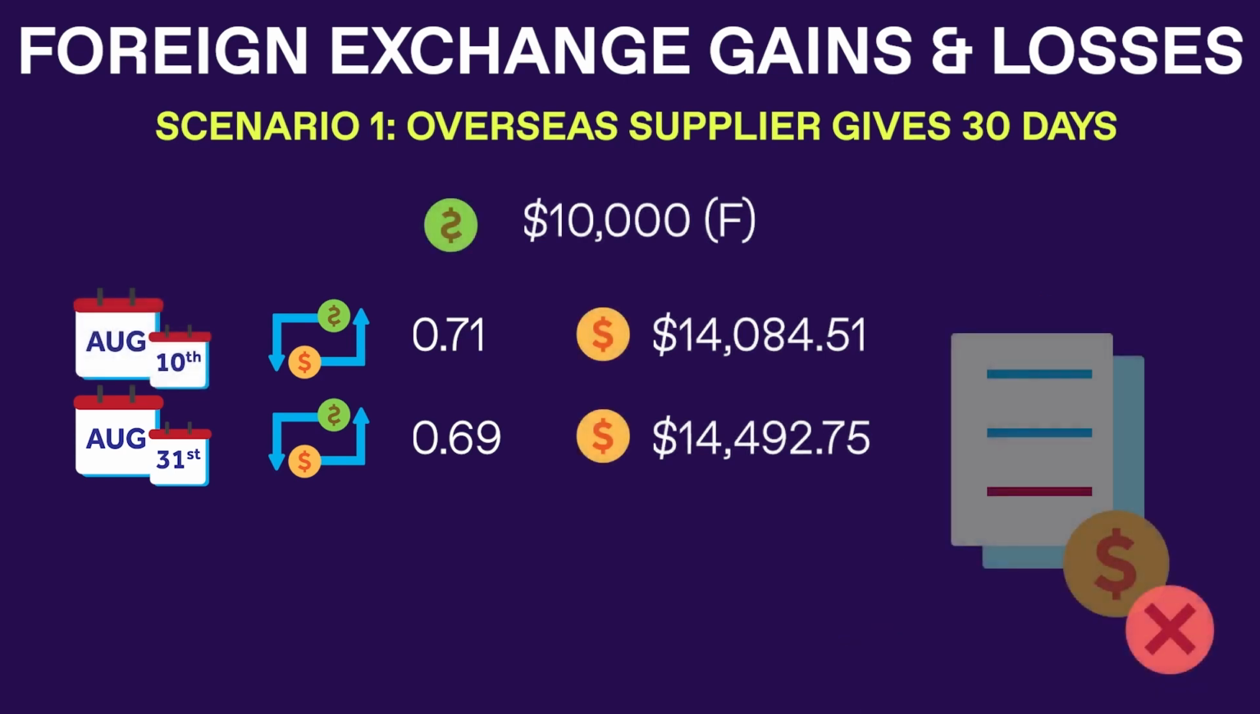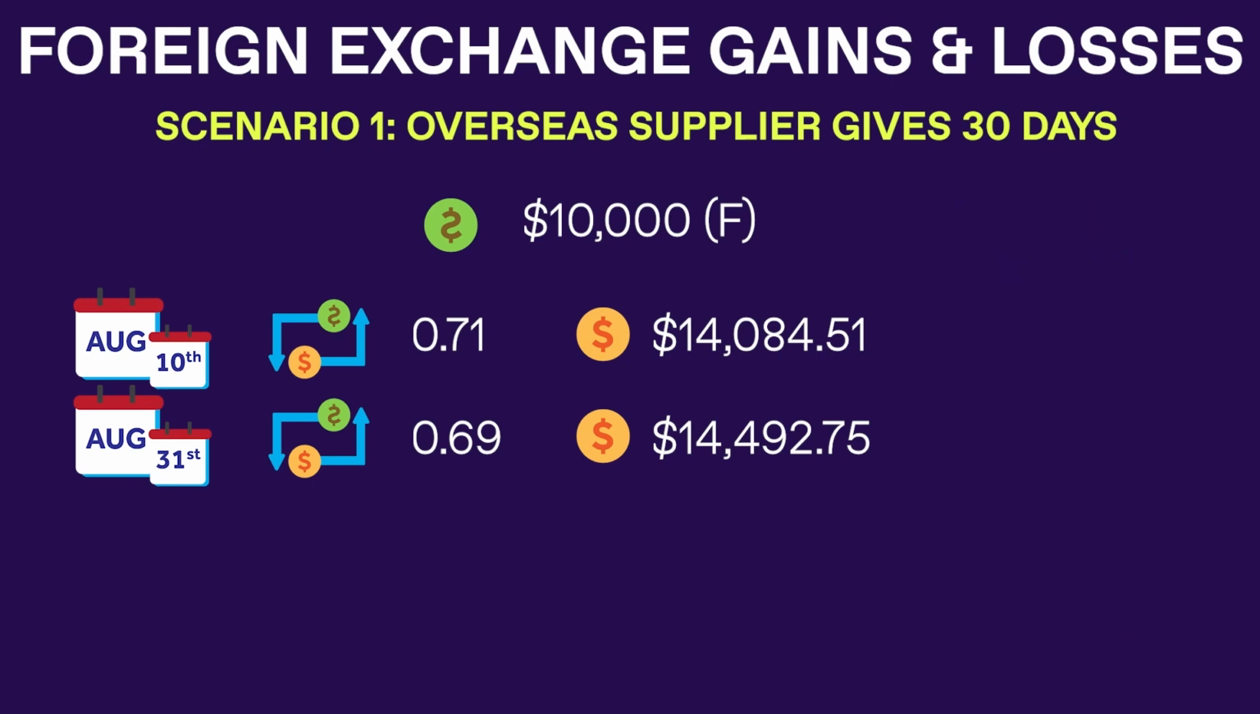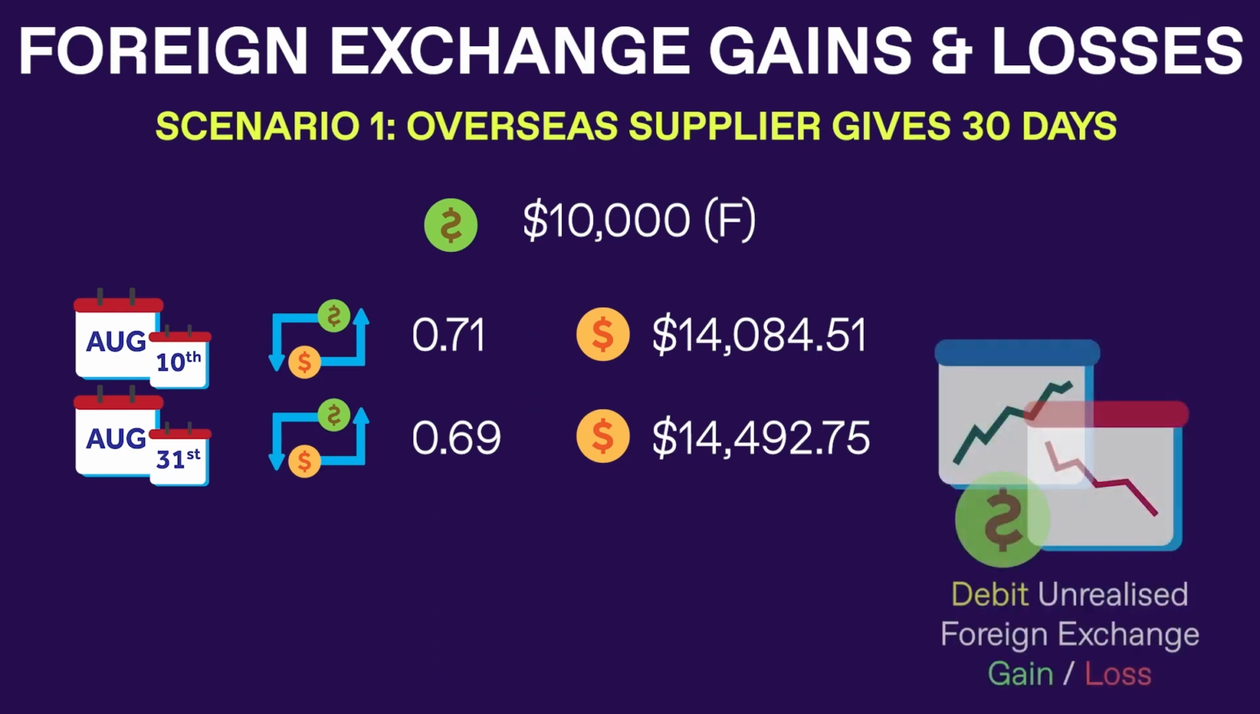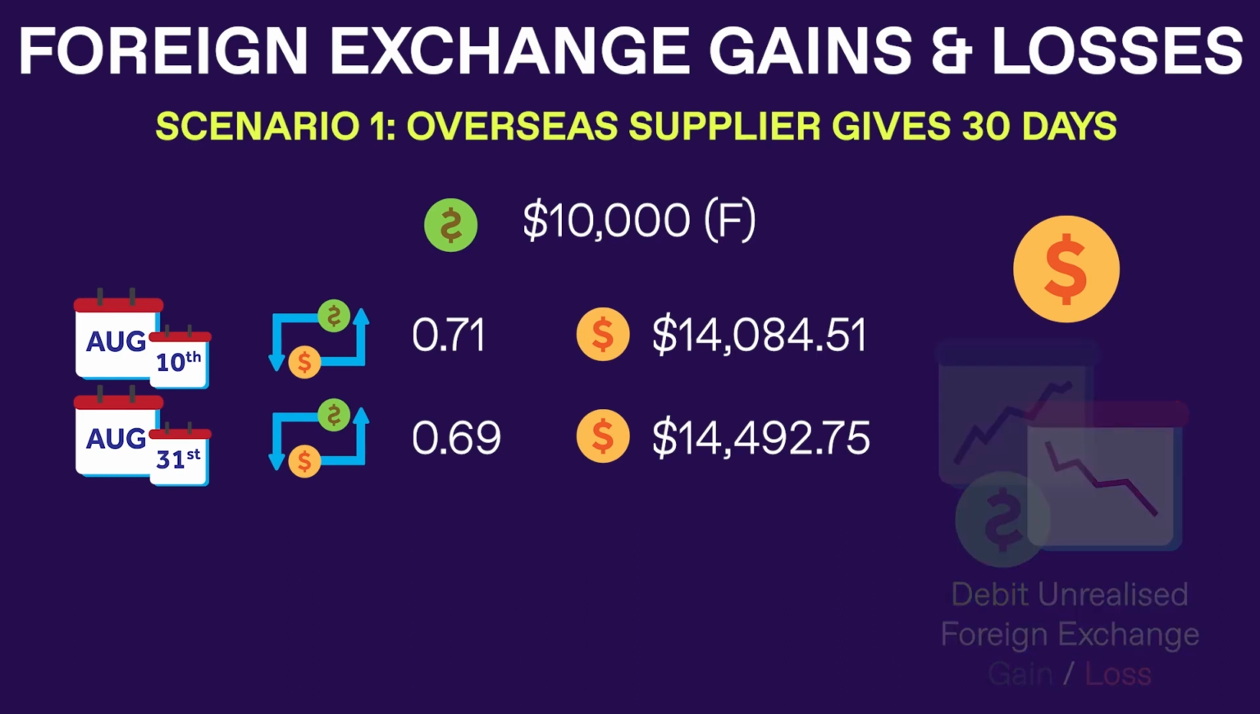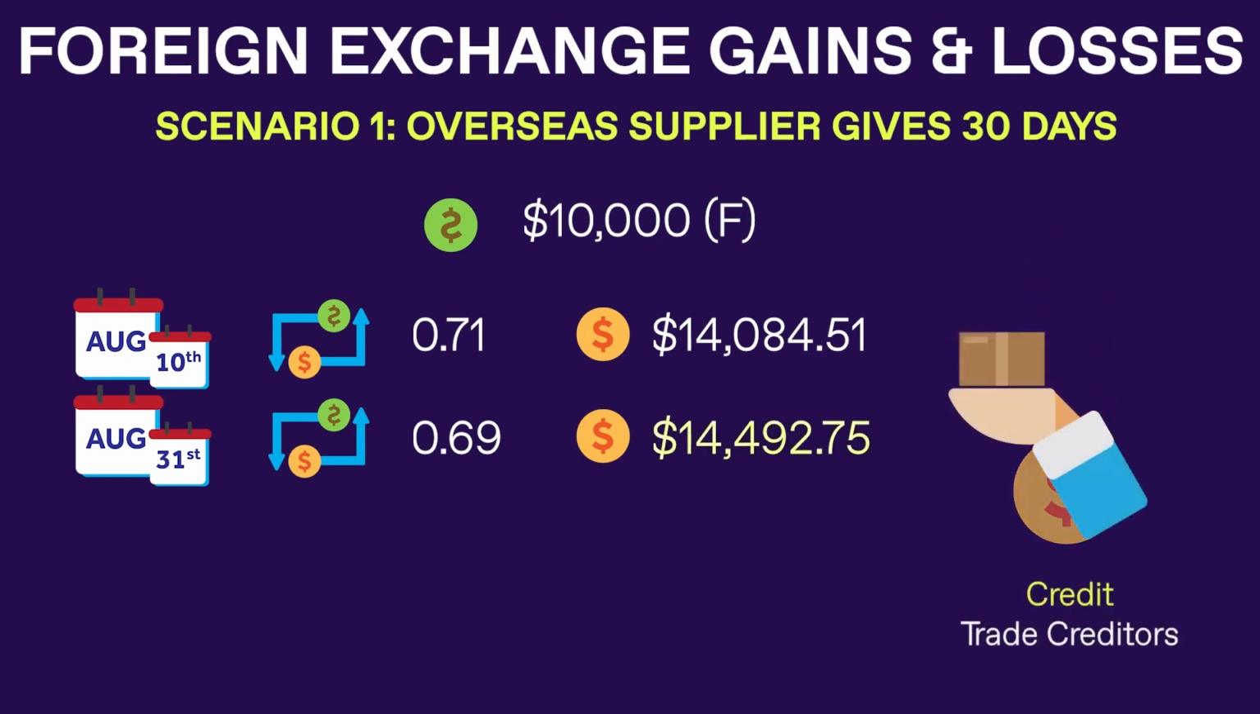So there's no payment made at this point in time, hence the transaction is unrealized. We haven't actually paid the invoice, therefore it's unrealized. The transaction in this case, because the dollar has diminished in value, is debit unrealized foreign exchange gain or loss, and in this case it's a loss, and credit the trade creditors because we effectively owe that creditor more money now in our currency of $408.25. That being the difference between the original value of the transaction and now the current value of the transaction.